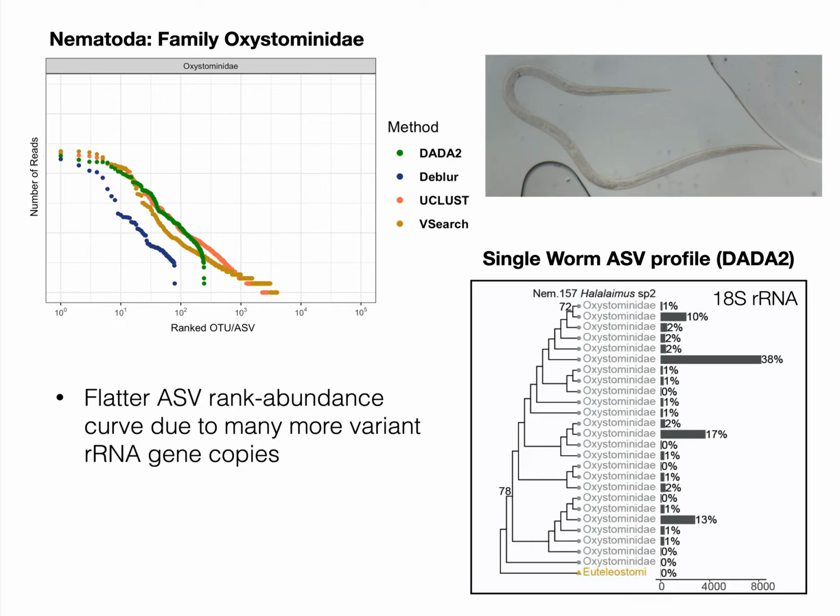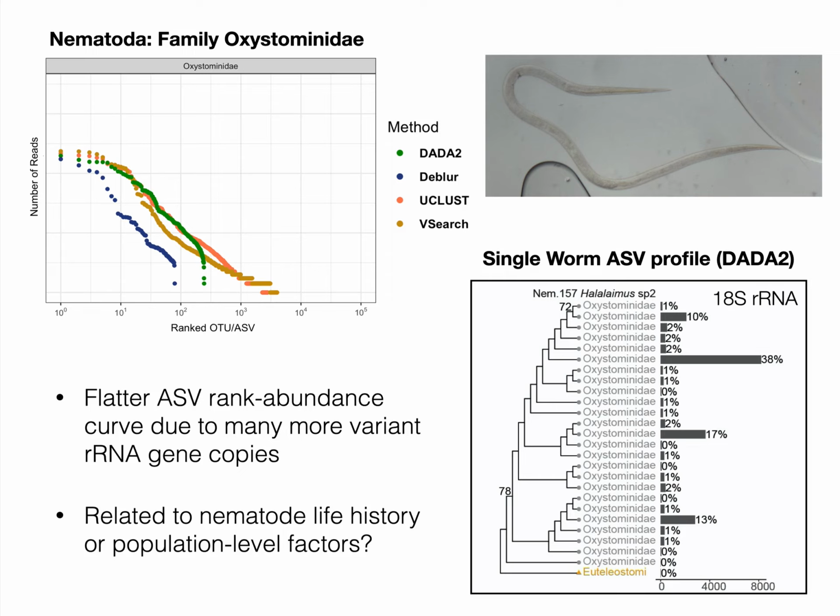We seem to have many more variant ribosomal RNA genes here. We have a head OTU with 38% abundance, but then we have at least 3 other OTUs which range from 10 to 17% abundance. So there's some sort of genomic variation preserved in this species. We don't really know why. This has been pretty well documented in nematodes at this point. We think it may relate to life history and population level factors.